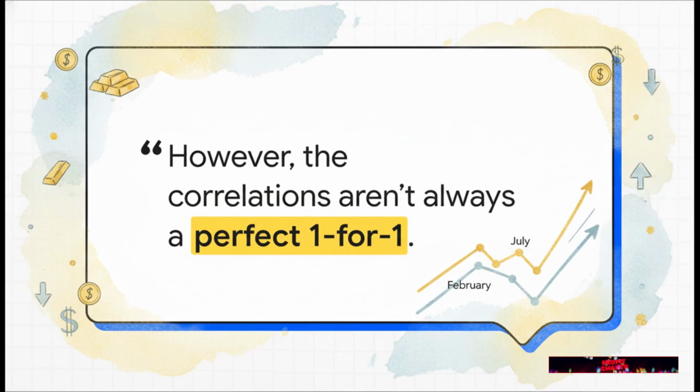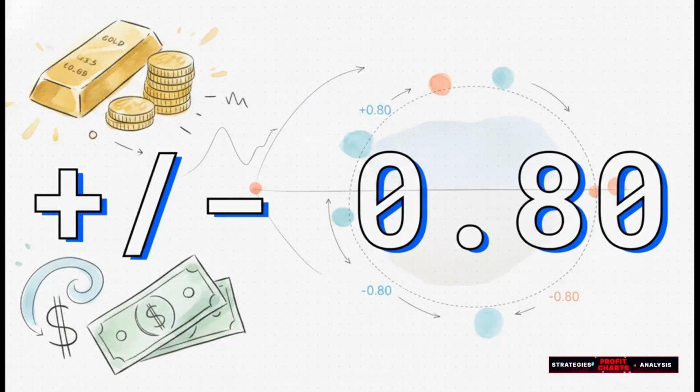The hard truth is, while they are inversely related most of the year, it is not a perfect one-for-one deal. Not even close. Look at the data from the start of the year. There were these distinct, weird little windows in February and July where the dollar and gold just stopped fighting. They essentially held hands and marched in the exact same direction. Both were rising at the exact same time. If you were just trading on autopilot, assuming they always move opposite to each other, those periods absolutely would have caught you off guard.